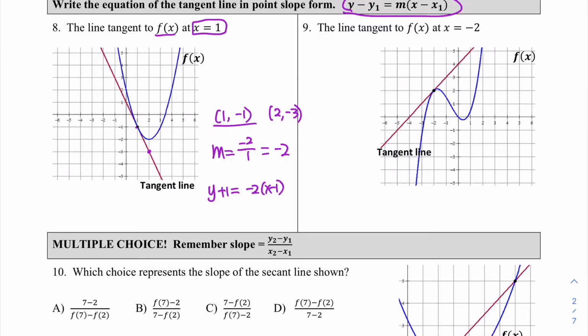Okay, number 9. The line tangent to f(x) at x equals -2. So (-2, 2), (0, 4). So the slope equals 2 over 2 equals 1. So the equation: y minus 2 equals m times (x plus 2).